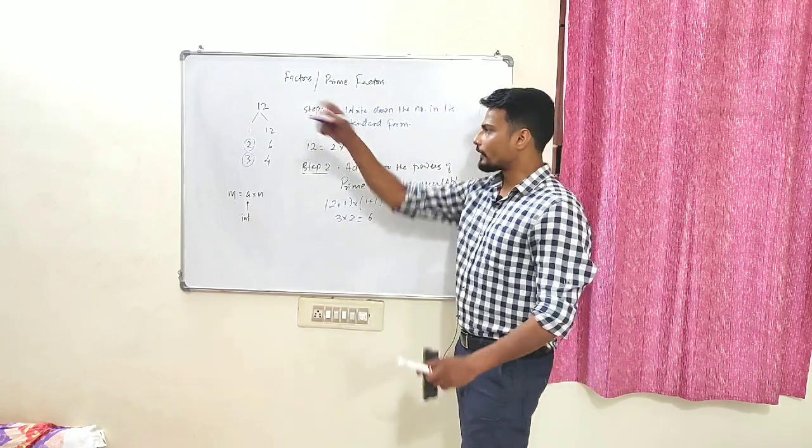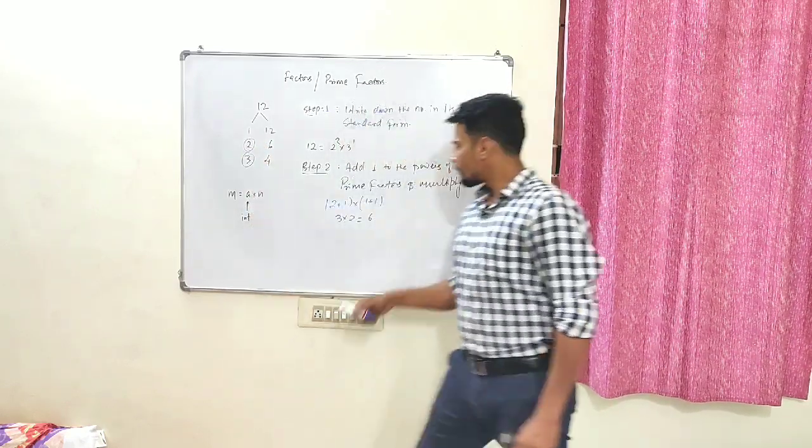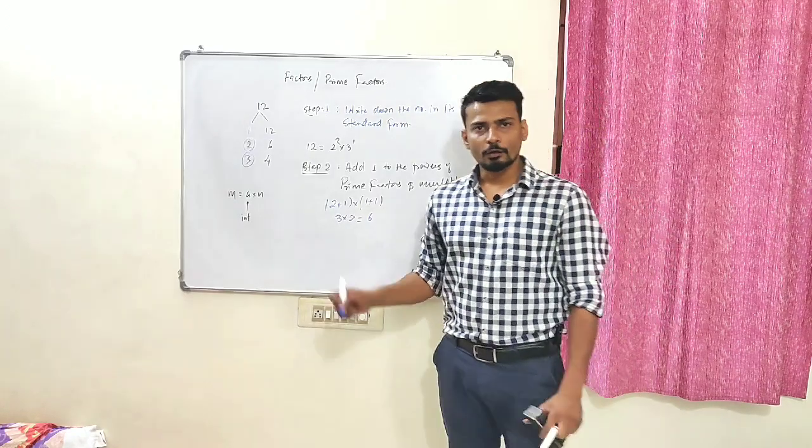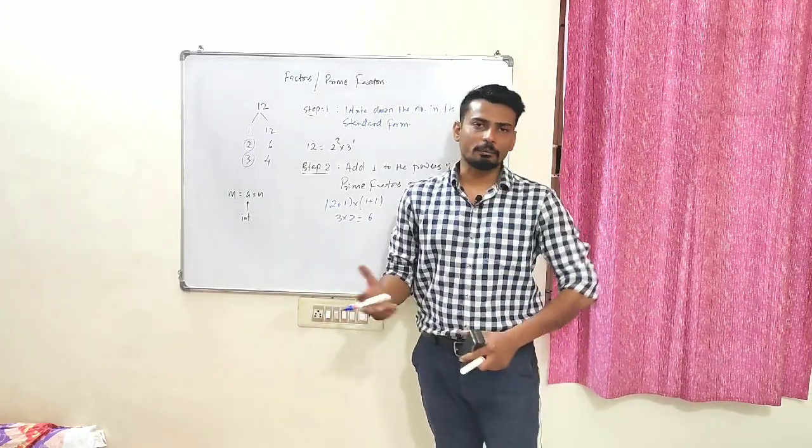Now let's cross verify this. How many factors do we have? 1, 2, 3, 4, 5 and 6. Well, that's matching, isn't it? Clear enough? So that is how we find the number of factors of any number.